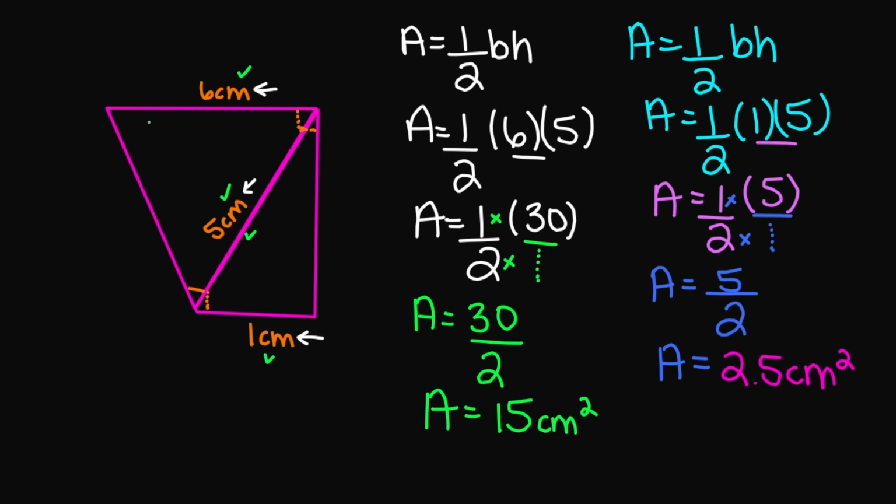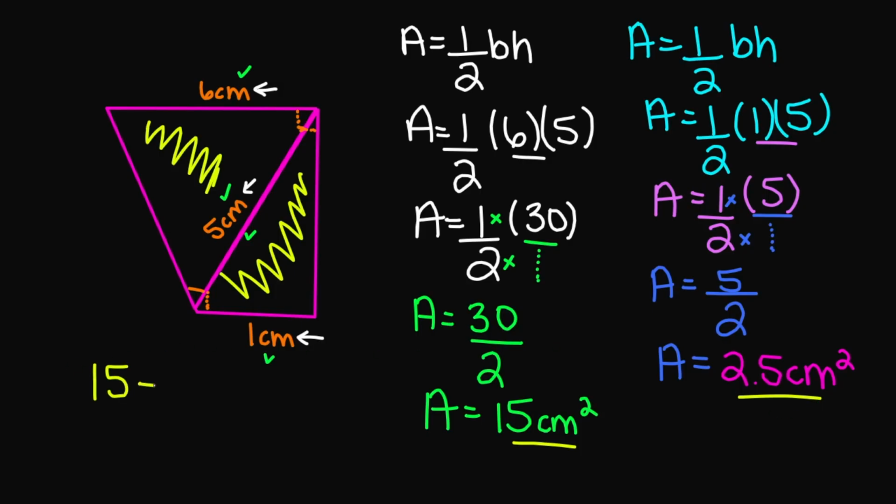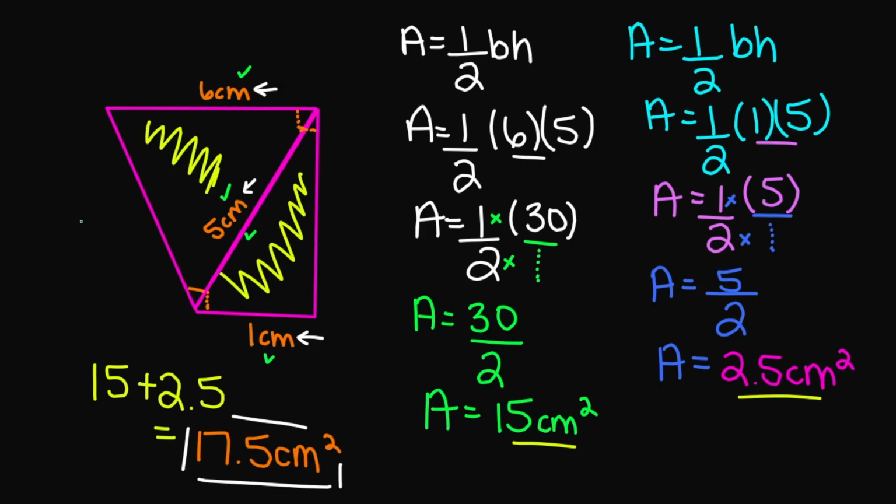Now remember, we found the area for this triangle here, and we also found the area for this triangle here. Now we are going to add our results together. So we have 15 square centimeters plus our 2.5 square centimeters. So we're going to do 15 plus 2.5, and your final answer is going to be 17.5 square centimeters.